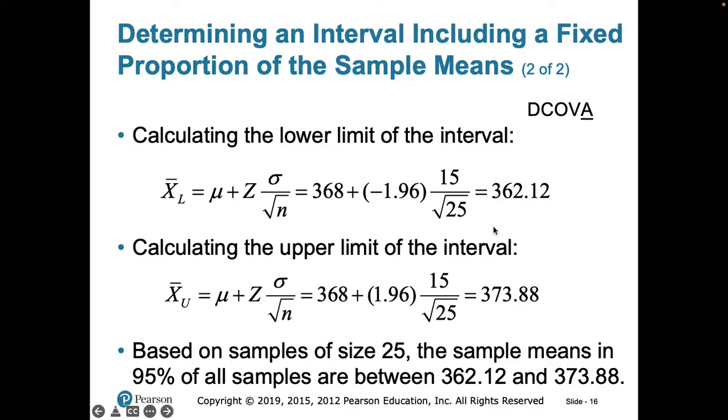All right, so based on the sample size of 25, the sample means in 95% of all the samples are between 362.12 and 373.88.